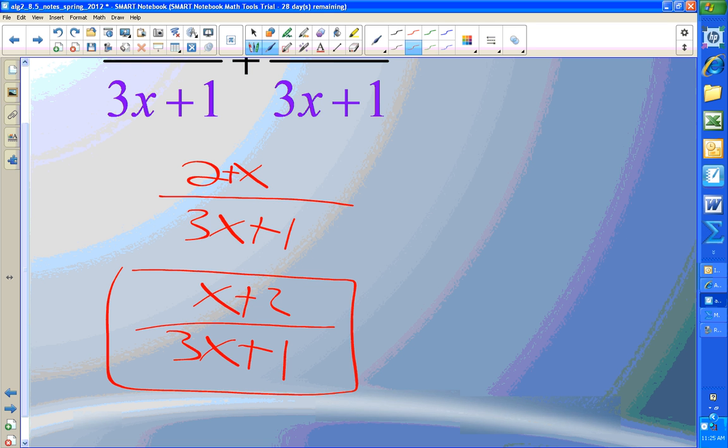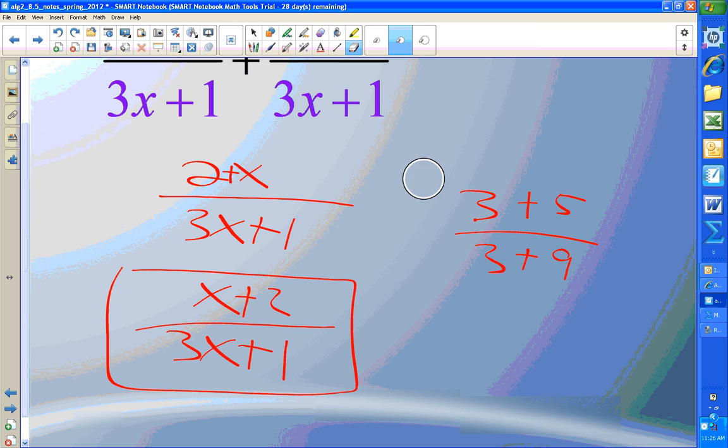No, because of the plus signs. Okay? So think about this. 3 plus 5 over 3 plus 9. Can we cancel these and get 5 over 9? Or would you get 6 over 10? I'm not sure. If you do that, would it be equal to 8 over 12, which is 3 over 4? And the answer is no. These plus signs prevent you from canceling. So we don't want to do that.